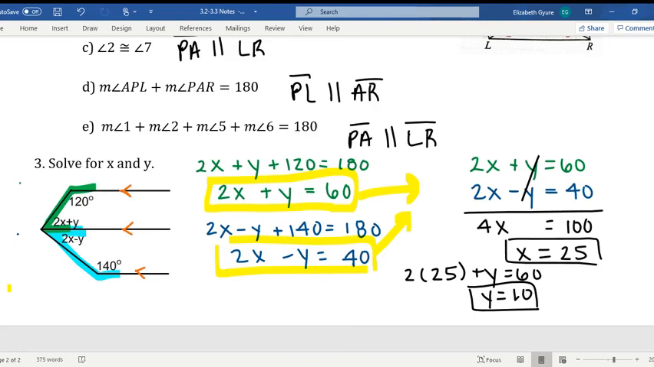Now, in a standard system of equations, you do write your answer as coordinates. This you do not have to because we're not solving on a coordinate plane. We're solving values for angles here. So you don't need to write your answer as a point.